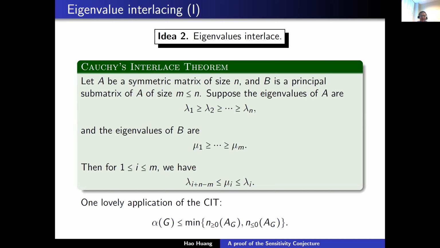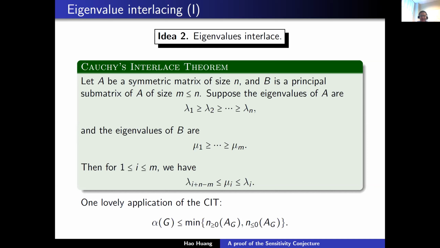And there's another version of Cauchy's interlace theorem. Instead of taking the principal submatrix, you can look at a matrix B, which is equal to P transpose times A times P, where P is something called an orthogonal projection, which satisfies that P transpose times P is an identity matrix. From there, you also have the interlacing property, and then you can prove the famous Hoffman bound on the independence number, using that version of Cauchy's interlace theorem.